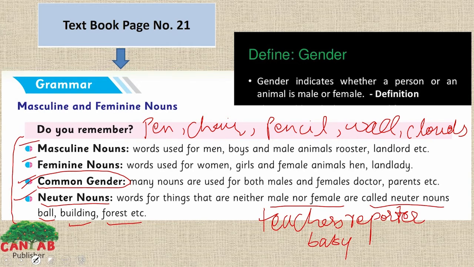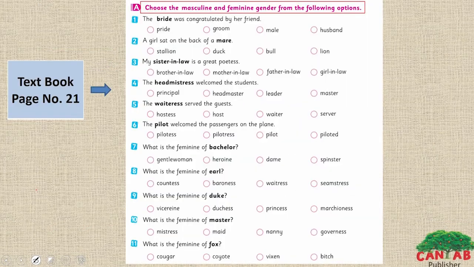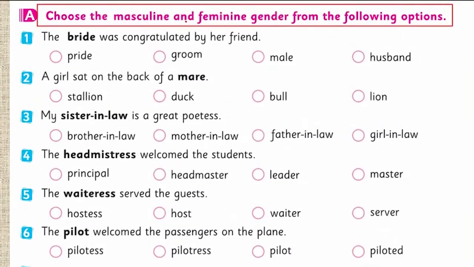Now let's move to the exercise. On page number 21, choose the masculine and feminine gender from the following options. You have to choose only these two. For each sentence we have given 4 options. You have to choose the right one. Look at the first one. The bride was congratulated by her friend. You have to choose the masculine noun for the bride, a feminine noun. The masculine noun for the bride is, yes, groom.